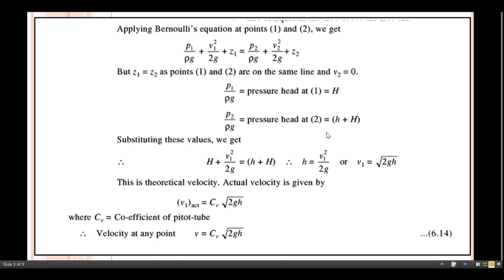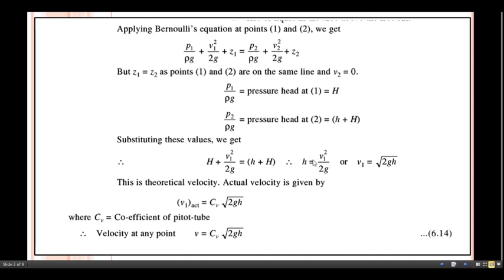And what about this term? P2 divided by rho g is nothing but the small h plus capital H. In this way you can get the same term. As the value of V2 is 0, this term gets cancelled, so this term will not come here. Now what about the next one? From this relation, the capital H gets cancelled.